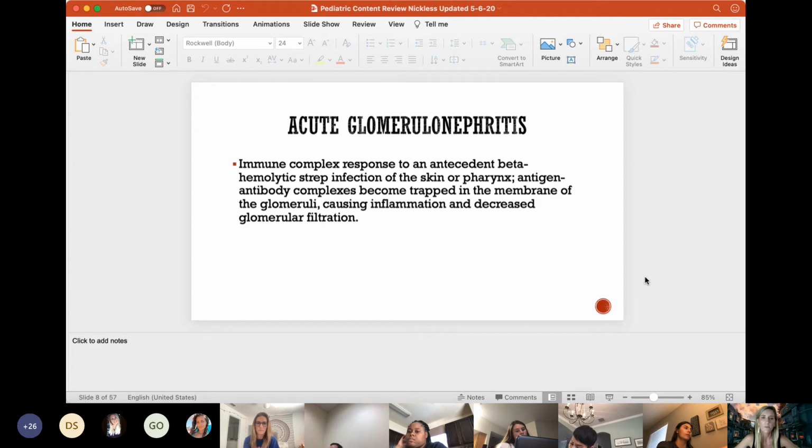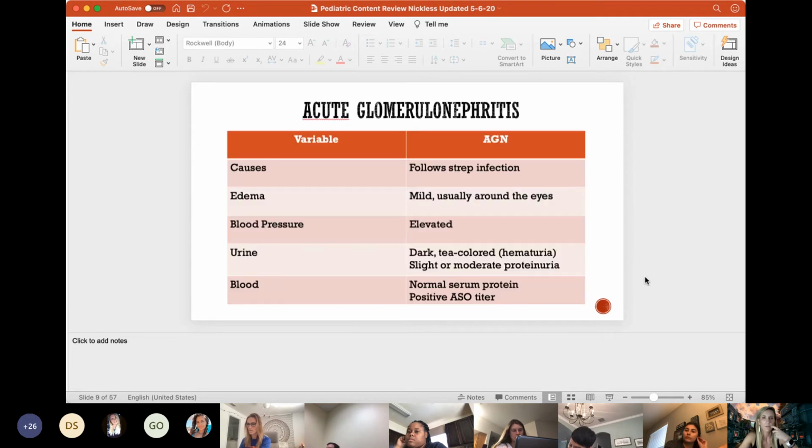All righty. And so that infection is going to travel to the kidneys and get trapped, and it's going to cause inflammation. And now our output is going to be different and decrease glomerular filtration. So once again, we know that it's from a strep infection. And these symptoms are very similar to nephrotic syndrome. So remember, we've got to differentiate between the two, but it will cause mild edema. The blood pressure will be elevated, so we're going to want to monitor that.